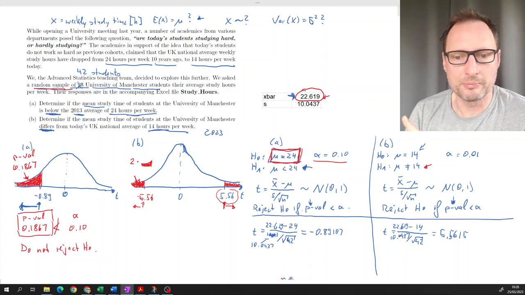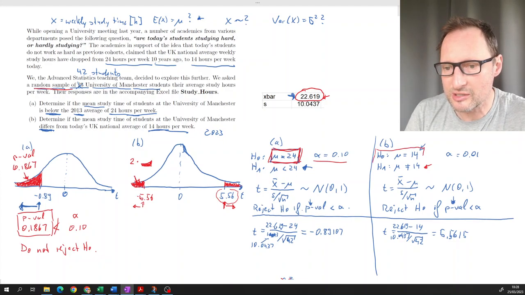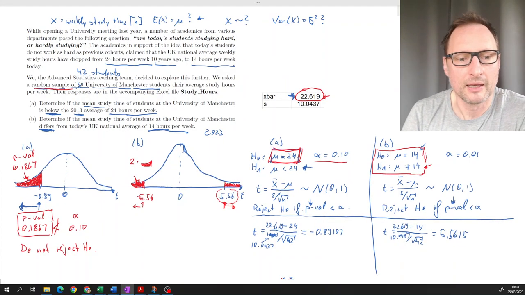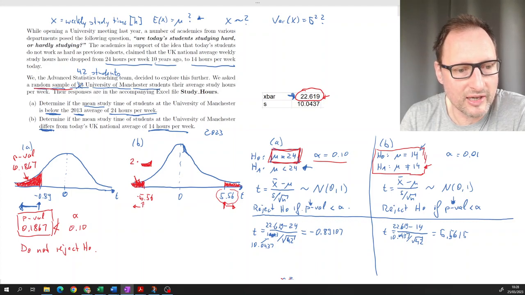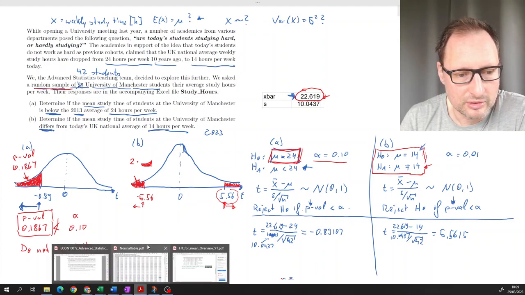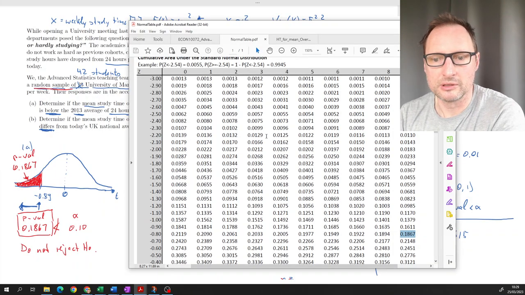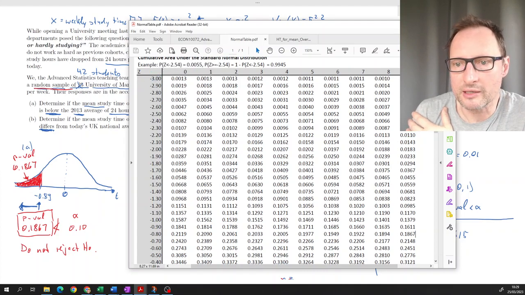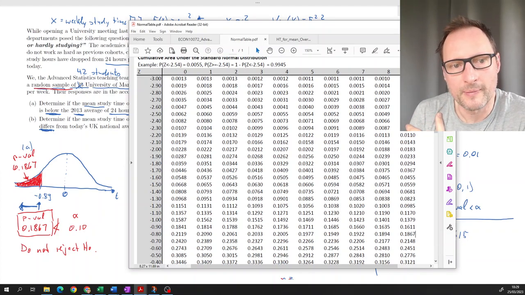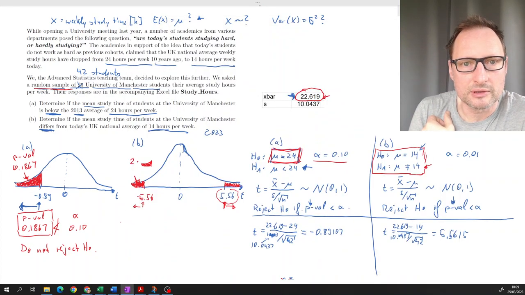Now let's go to part B, problem B, where we are testing a different hypothesis. We're basically testing whether the sample average is different from 14. Well, let's look at the data here. We want to find the size of that tail, negative 5.56. So let's go to the normal table. Here's the normal table. Negative 5.56. You see that table only goes to -3.09. That is the smallest value we can get from that table. And there the tail probability is 0.001.